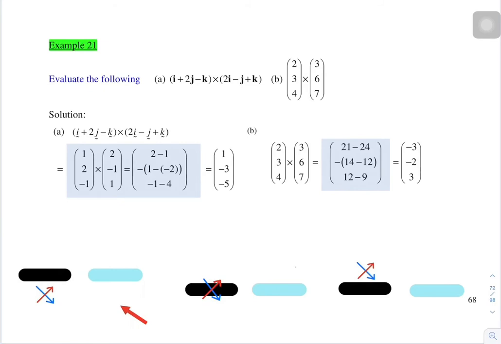To get the y component, we cover the y row, and then we cross multiply the numbers in this way. 1 times 1 minus negative 1 times 2. And then we shouldn't forget the negative for the y component. We will get negative 3.